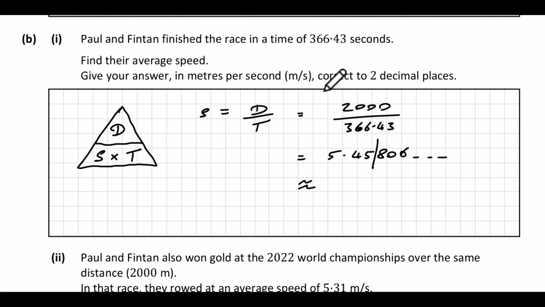So we're going to stop here. The number after the 5 is a 5, 6, 7, 8 or 9, so you've got to round that 5 up. So it's 5.46, and the units here are meters per second.